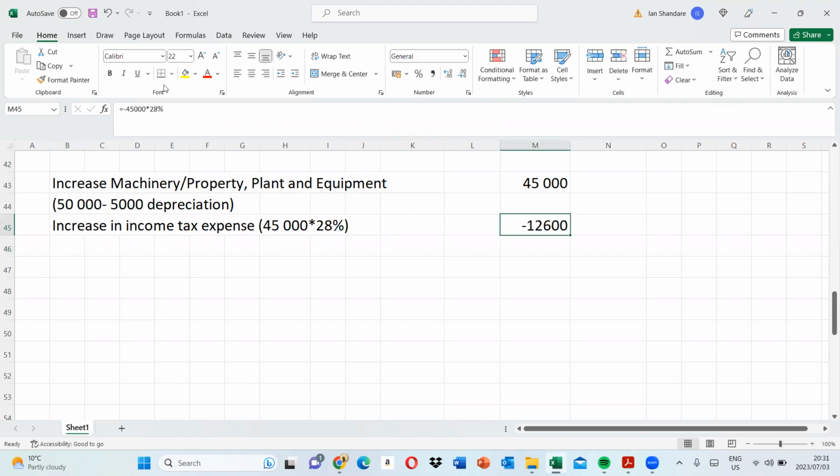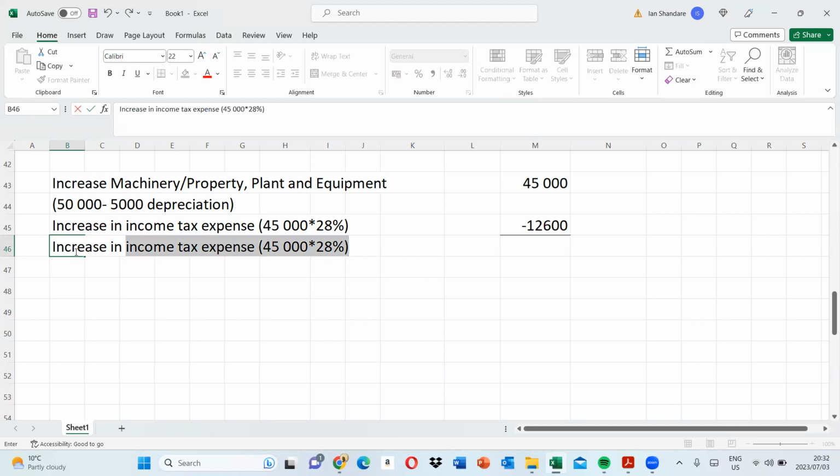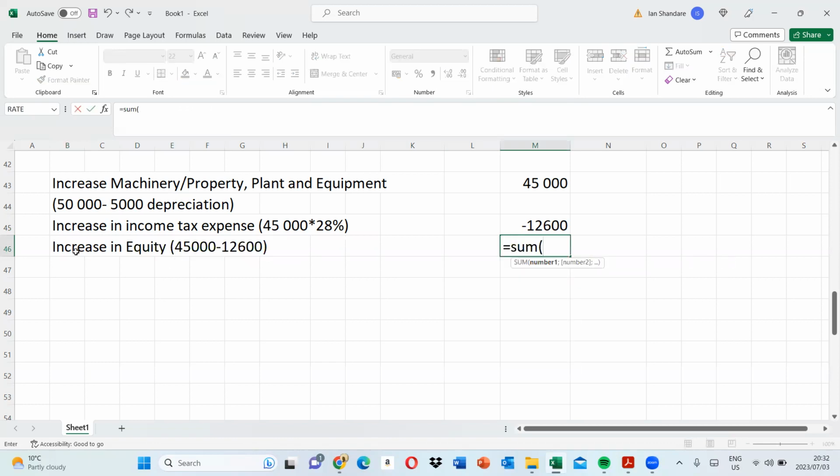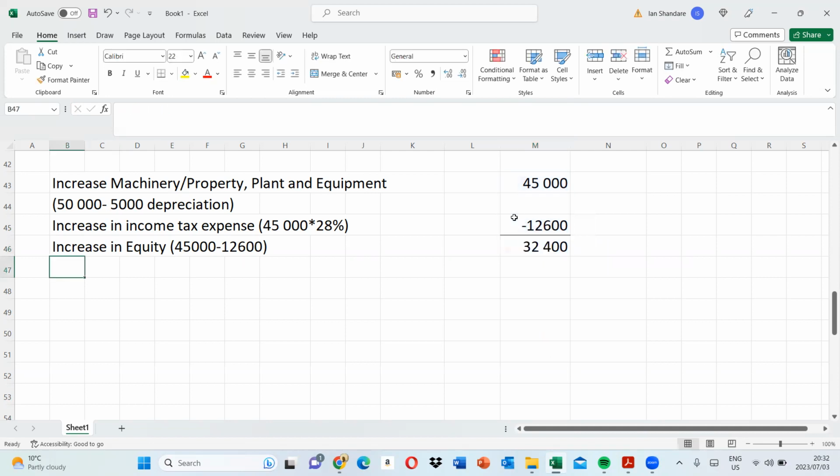The net effect, of course, is that our assets went up and the expense also went up. However, the increase in assets is more than the increase in expenses, which results in an increase in equity. So the increase in equity will be 45,000 minus 12,600. That is how we go about it in regards to this part. So we end up with this balance, 32,400. That is our increase in equity there. Any questions, guys?